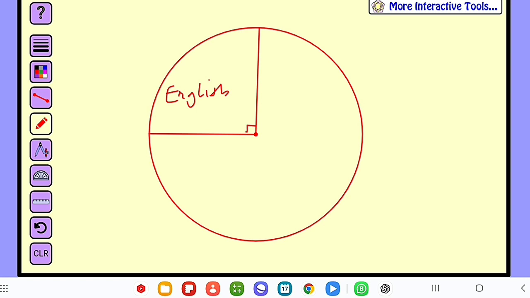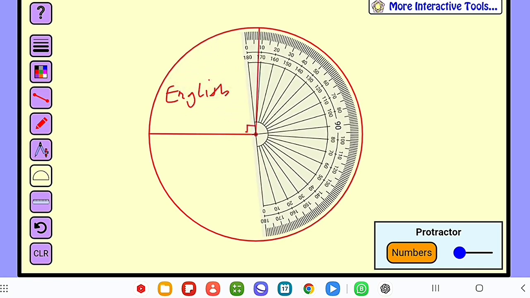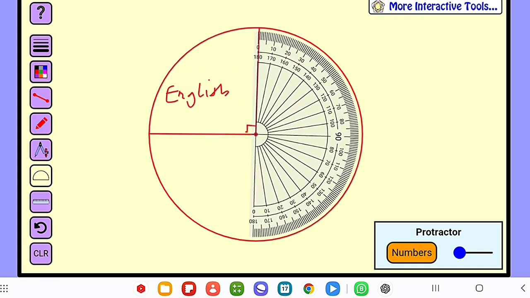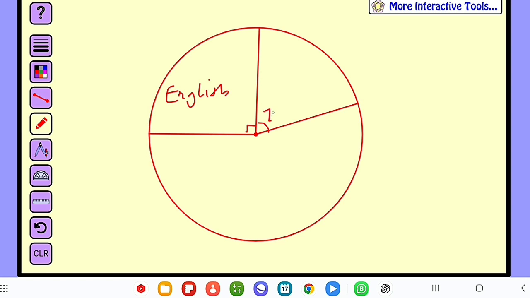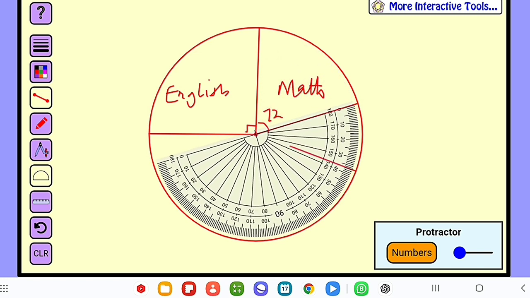Then bring back the protractor again. Place it here. We're going to construct the second angle, which is what? 72 degrees. You should measure 72 degrees. This is 72 degrees. You can see that. This is mathematics, 72 degrees. Then the third one is physics, which is represented by 36 degrees. This is 36 degrees.